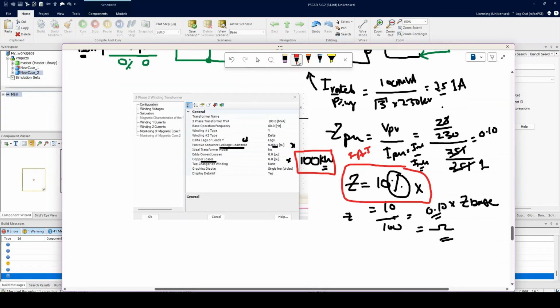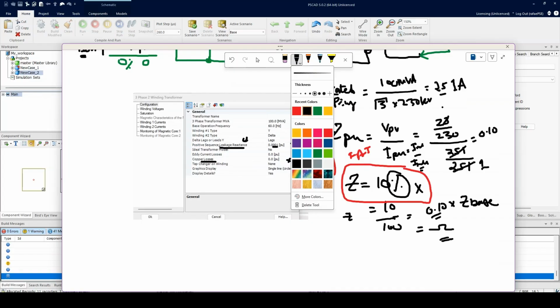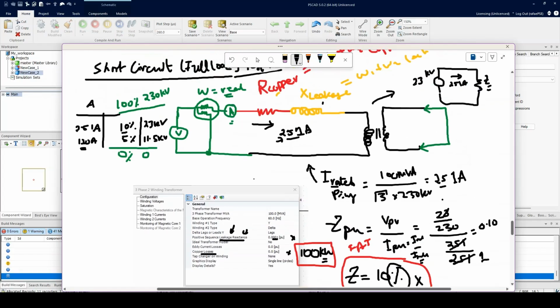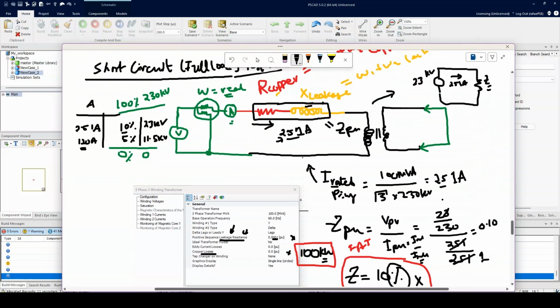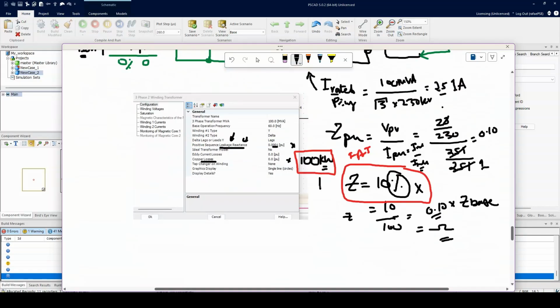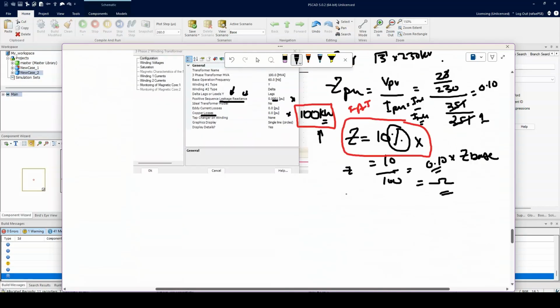We still have one missing piece here. Keep in mind that this is asking for a leakage reactance, right? So we don't have a leakage reactance just yet. We have the Z per unit, which incorporates the copper as well as leakage. So how can we isolate the leakage only so we can put that value in there? We already know the real losses, the copper losses.